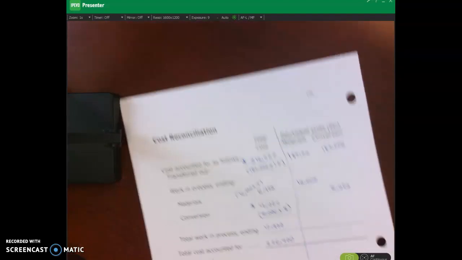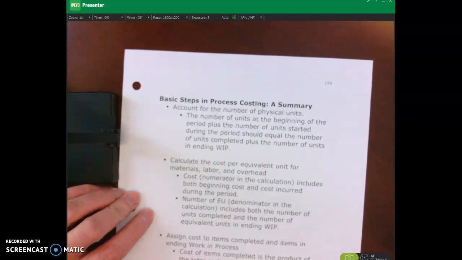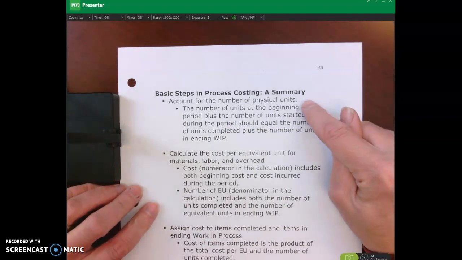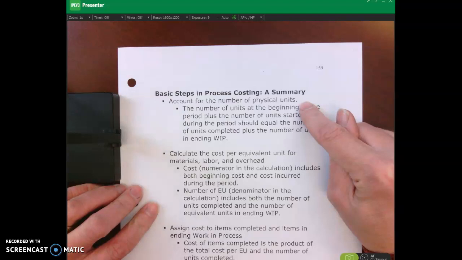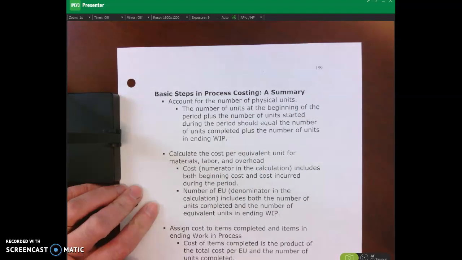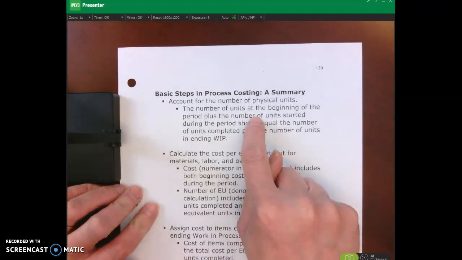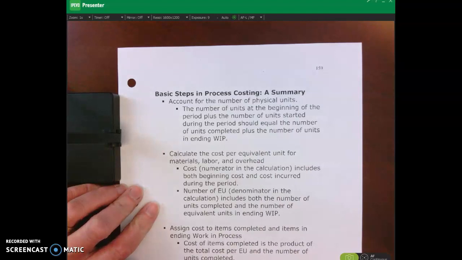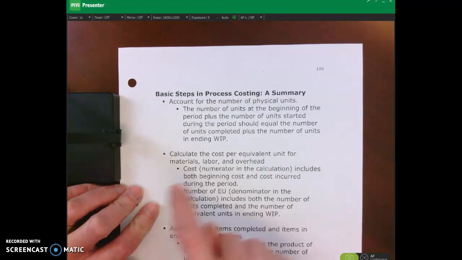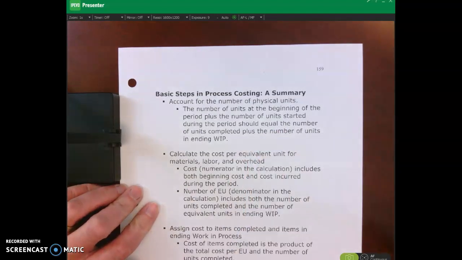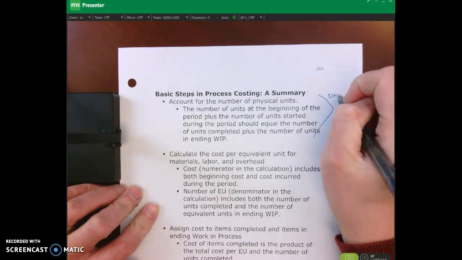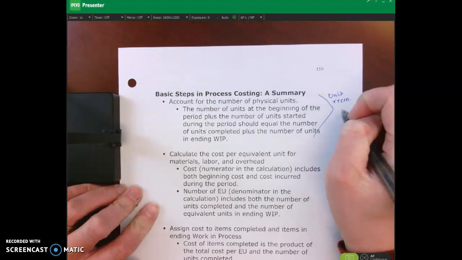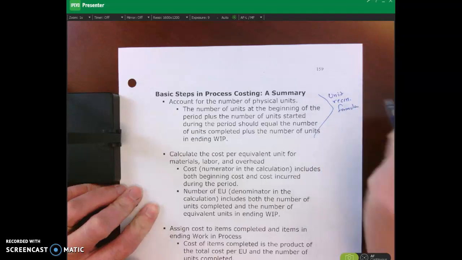Looking over here at the next page on basic steps in process costing summary, the first step would be to go back through and account for the number of physical units. The number of units at the beginning of the period, which is beginning WIP, plus the units started, should equal the number of units that have been completed during the accounting period plus the units in ending WIP. Okay? This is the unit reconciliation formula.